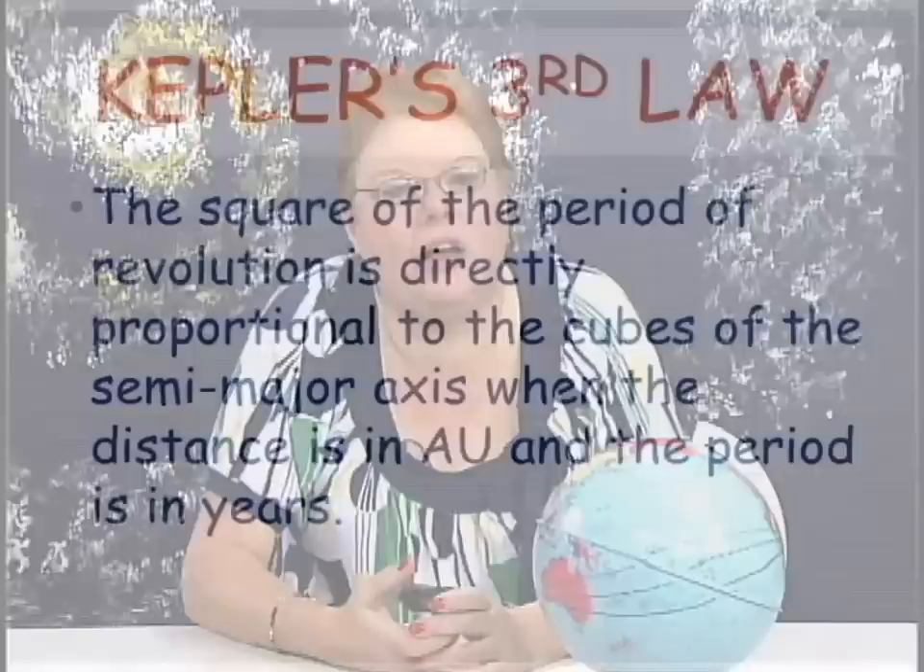Now remember, all this was based on very accurate data that Tycho had taken over 20 years. Kepler had not had that data to be able to look at. There's no way he would have been able to come up with these laws. So even though they're called Kepler's laws, remember they are based on what Tycho did in terms of all of his observations. And then Kepler's third law looks at the average distance versus the average period of the planet.